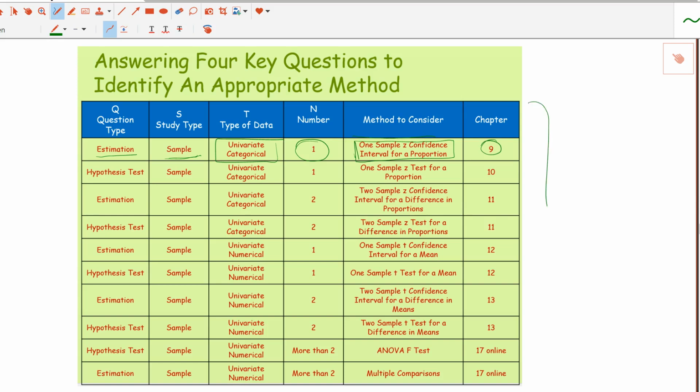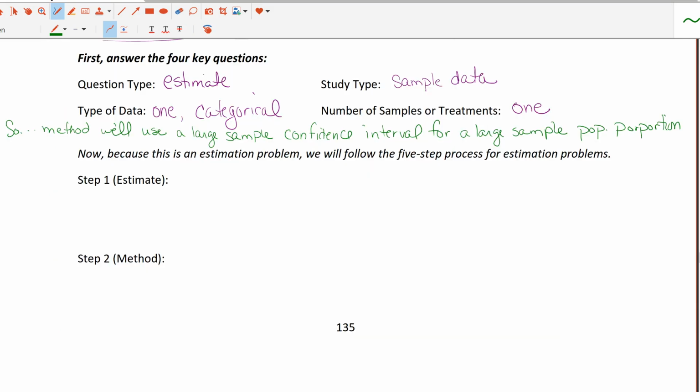But again, you want to have this information. This would be a great thing to put on your form so that you would know which test you're going to use depending on how you answer these questions. Okay, so let's go back and actually start the 5-step process for the estimation problem now. Okay, so where we left off. Because this is an estimation problem, we do the 5-step process for estimation.